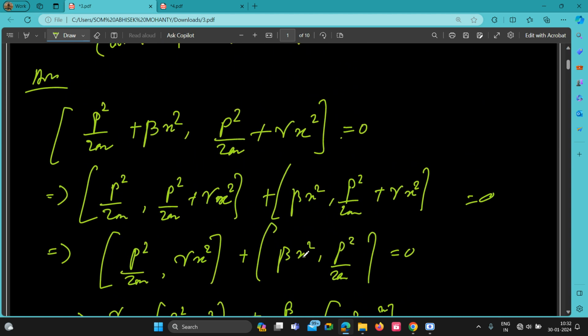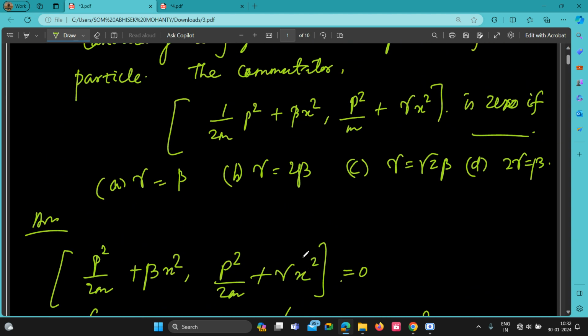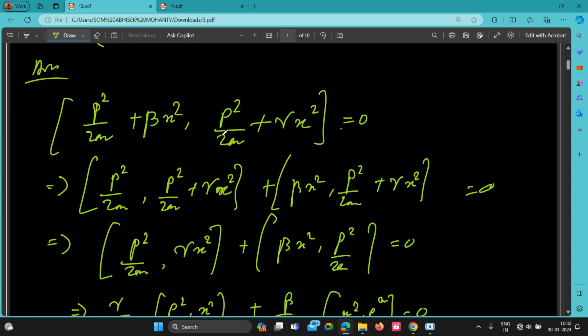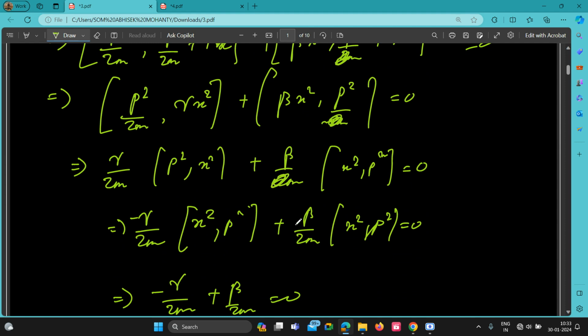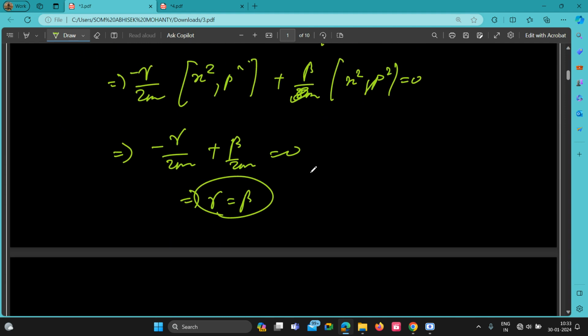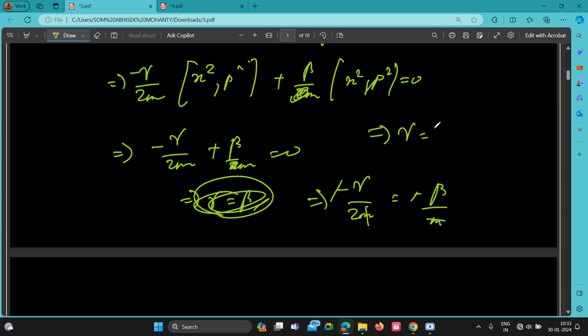Did you do any mistake? Okay, this is by m. I need it to be m. No problem. This is only m, so only m will come out. Then minus gamma by 2m is equal to minus beta by m. m gone, minus minus gone, so gamma is equal to 2 beta. And that is the answer. Gamma is equal to 2 beta.